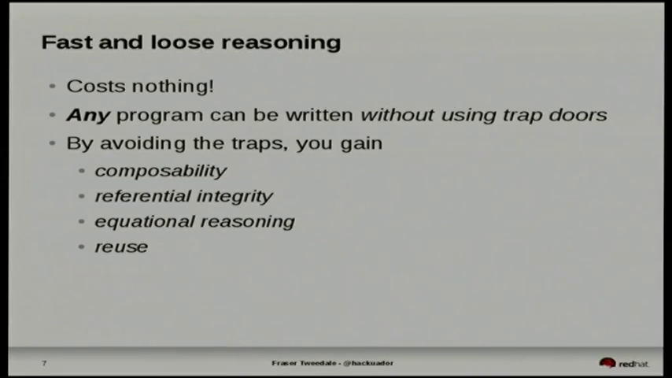So what does this cost? Well, it costs us nothing. It turns out that you can write any program at all without using any of those things. And by avoiding these traps, you get the benefit of composability, referential integrity, which gives rise to equational reasoning, and easier reuse. So in summary, avoid all of those trapdoors and write programs as though you were working in a total language, and you get these benefits.